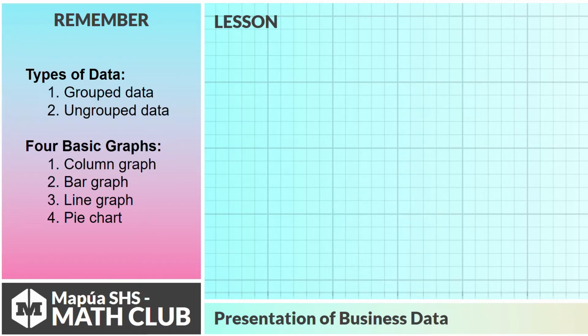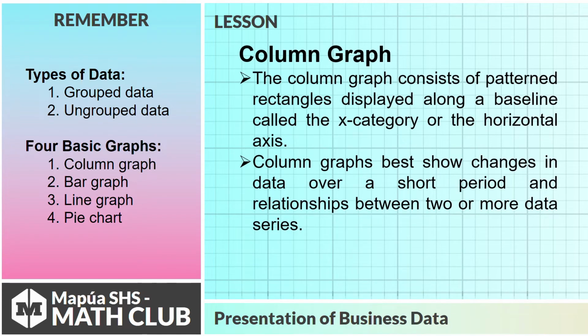So the column graph consists of patterned rectangles displayed along a baseline called the x category or the horizontal axis. The rectangle's height represents the amount of data evaluated using the y category or the vertical axis. The left to right bias most people possess makes column graphs more appropriate for time series data than bar graphs. Column graphs best show changes in data over a short period and relationships between two or more data series.